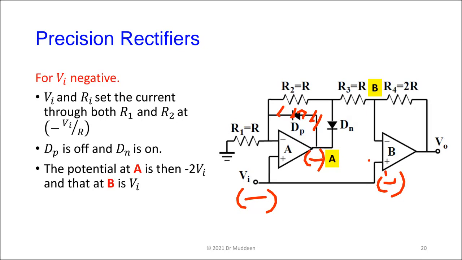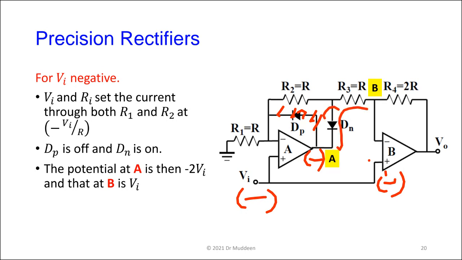Now amplifier A acts like a normal non-inverting amplifier, and the gain will be 1 plus R2 over R1. Both of them are equal, so it's 1 plus 1 is 2. So you have a gain of 2. We have a minus voltage, we have a voltage of minus V in coming in. So with a gain of 2, it means that the potential at point A is minus 2 V in. B now is operating. Remember that DN is on and DP is off. So B is now operating.